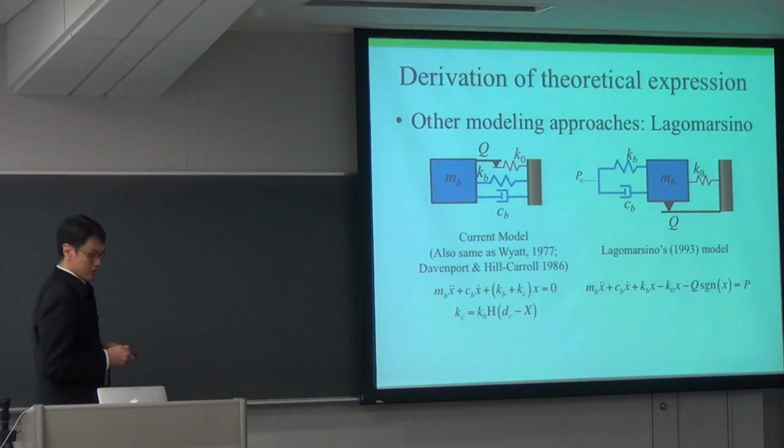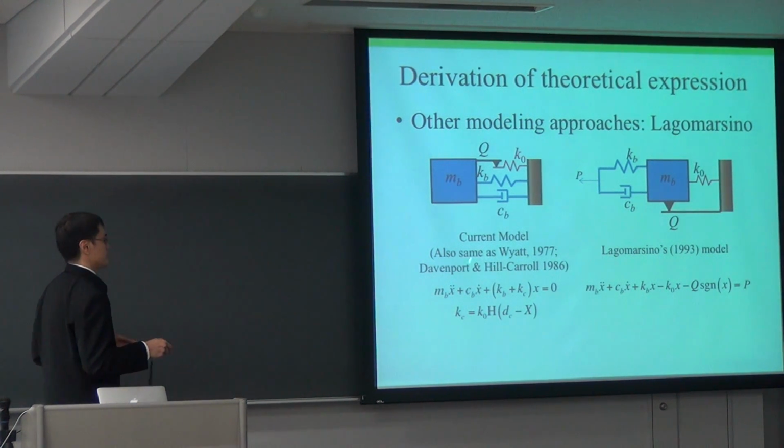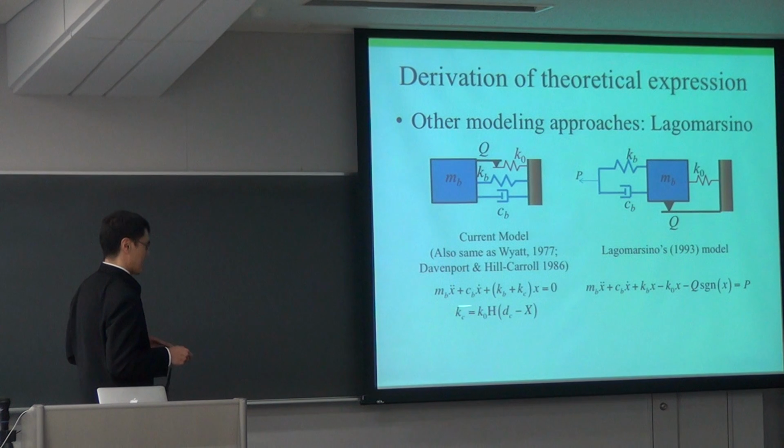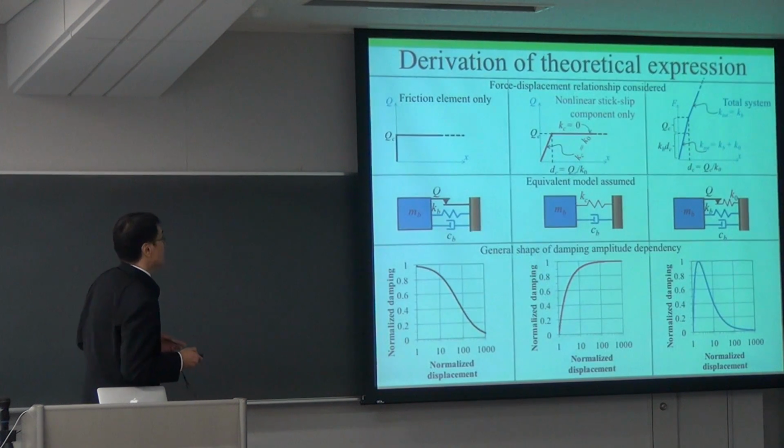So now I started to derive the theoretical expressions. First, I just talked about other modeling approaches. As I already mentioned, the Lago-Marcinus model seems very different from the model we're using, and from that suggested first by Wyatt and Davenport and Hill-Carroll. In fact, even in terms of system equation, it's very different, so we will not consider that.